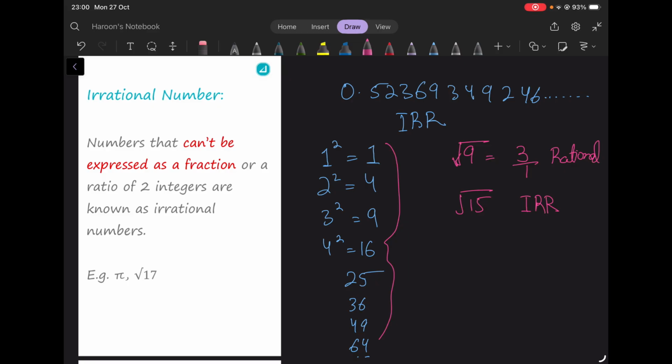So square roots of all non-square numbers, for example, square root of 8 or square root of 28, these are non-square numbers. There are all their square roots of non-square numbers only. They would be irrational.